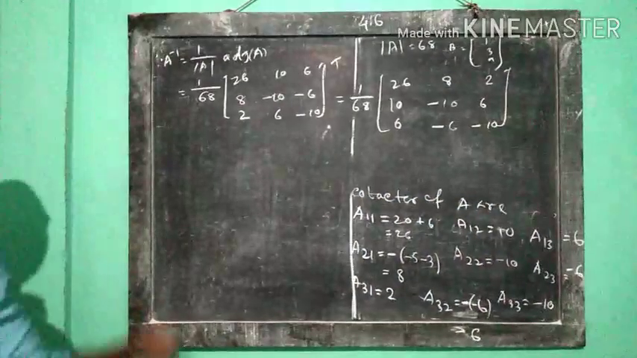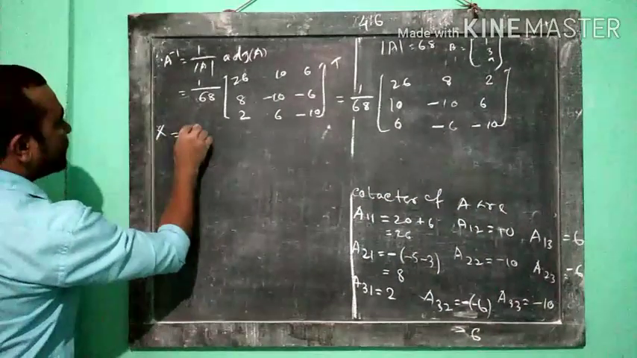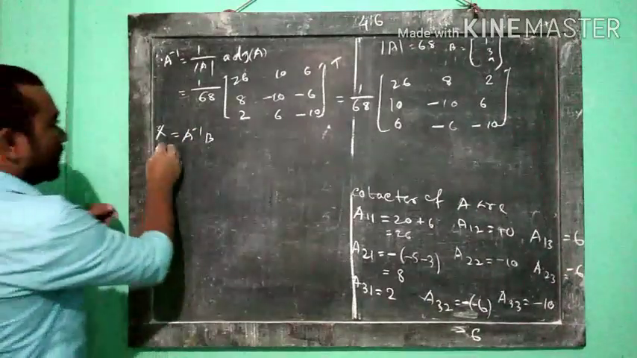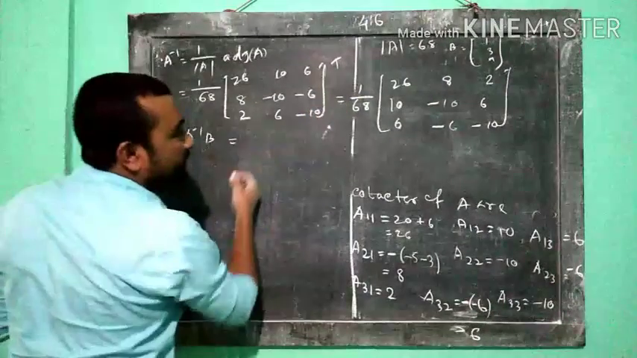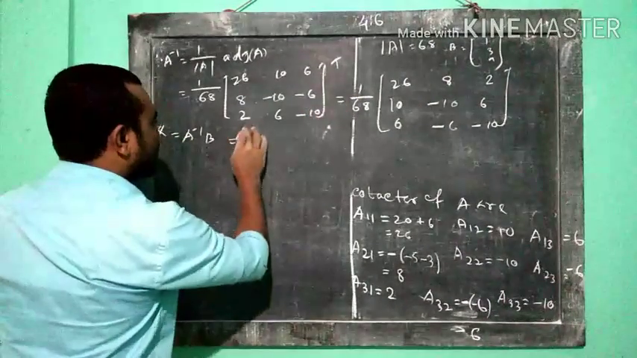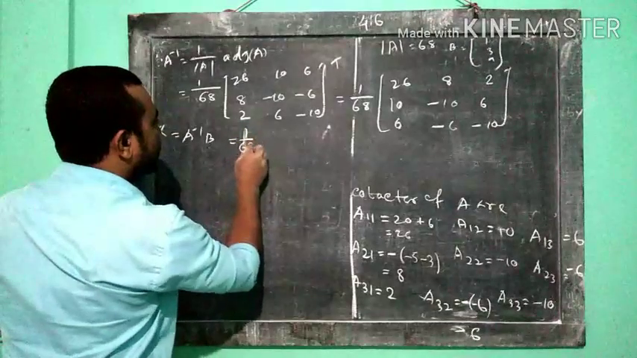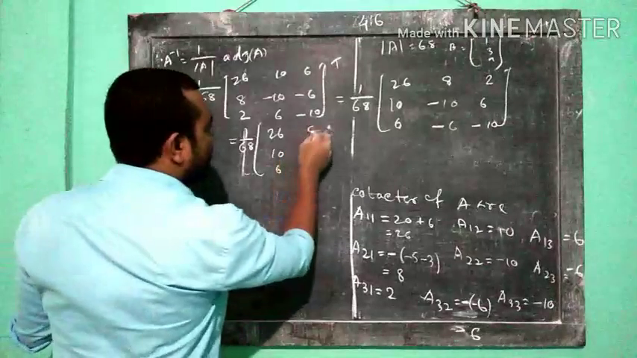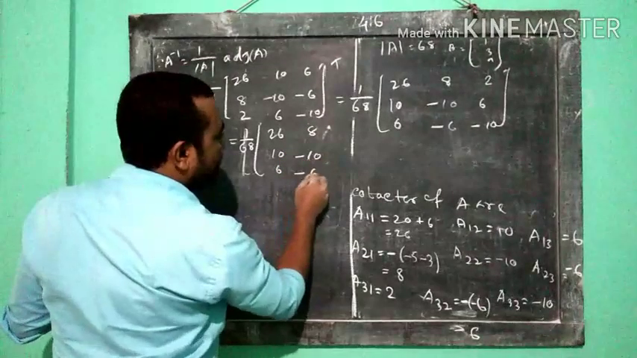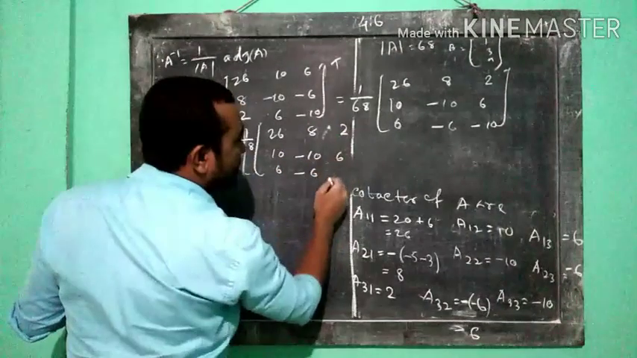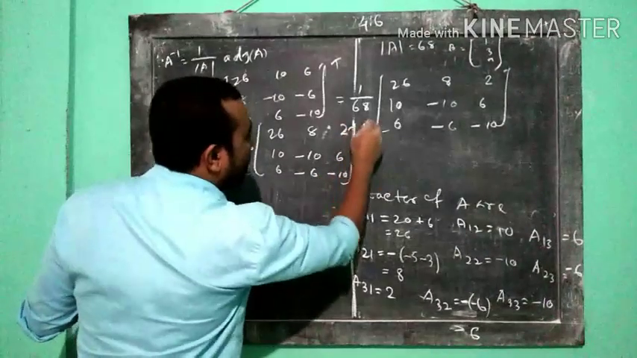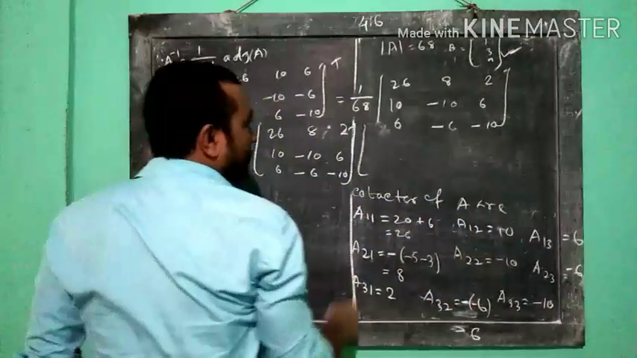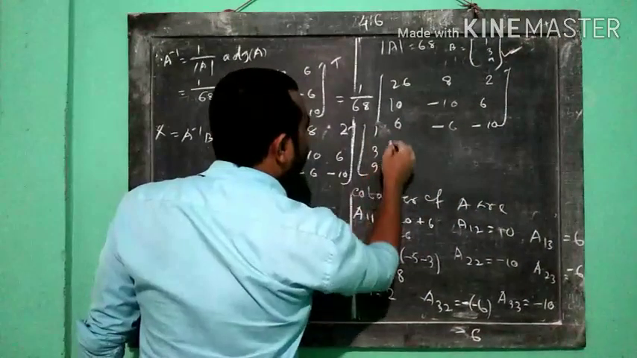Now we are going to find X equal to A inverse of B. So X equal to A inverse of B. A inverse is given here. So right here A inverse is 1 by 68 into 26, 10, 6, 8, minus 10, minus 6 and 2, 6, minus 10, multiplying with B. What is B? We write here B is 1, 3 and 9.